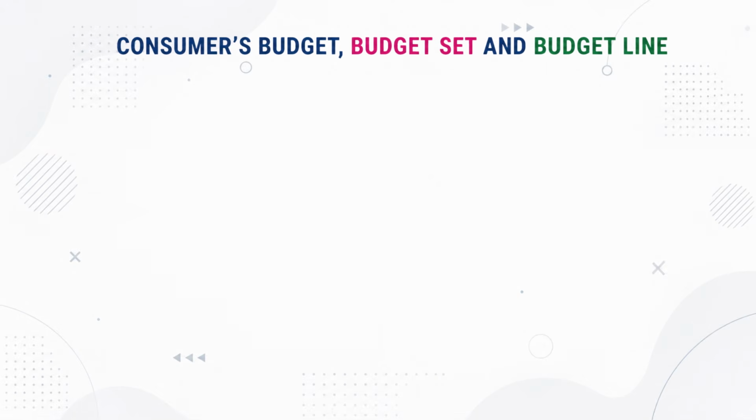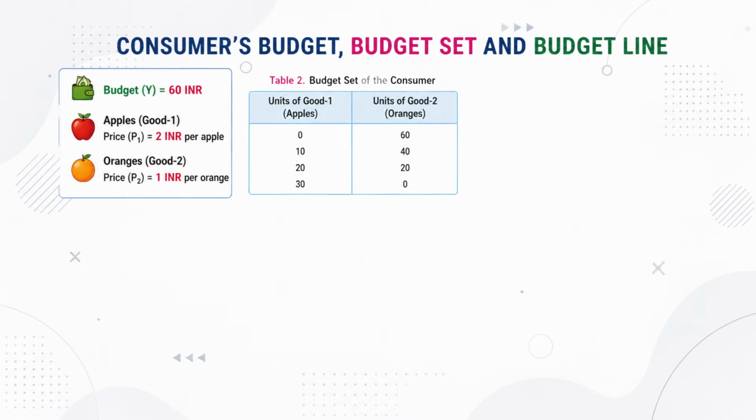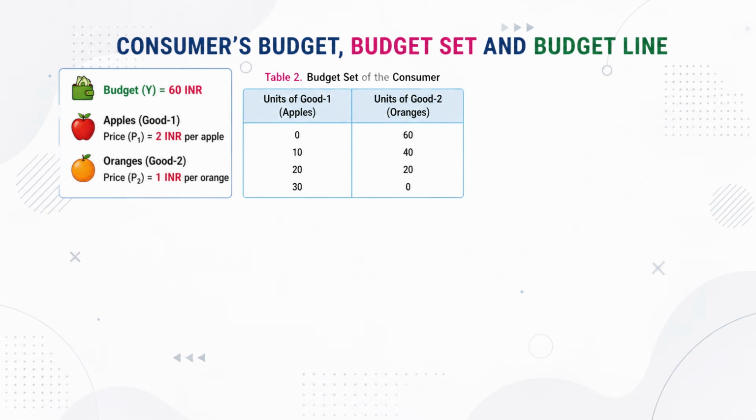Let us now look at the consumer's budget, budget set, and budget line. Suppose a consumer has a budget of 60 rupees, which he wants to spend on apples and oranges. Let us assume that one apple costs 2 rupees, and one orange costs 1 rupee. Now, look at the table. With a budget of 60 rupees, the consumer can buy different combinations of apples and oranges.